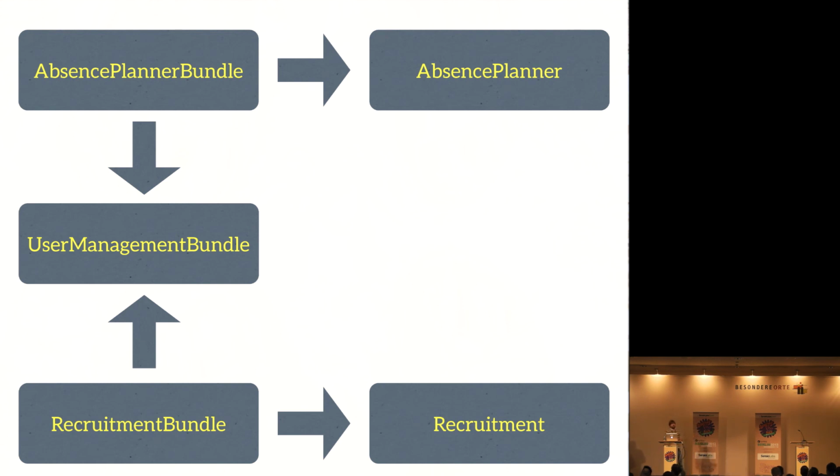And again, that might be quite small, because if we're using the FOS user bundle or auth bundle that's out there, it might just be that this contains a little bit extra stuff that we need to add on top of those to use them within our application. But it's still worth separating it out, because otherwise, where's it going to go? Is it going to go in the absence planner bundle or recruitment bundle? It doesn't make sense for it to be in one and not the other. So if that does make sense, it's something to pull out into a separate bundle.